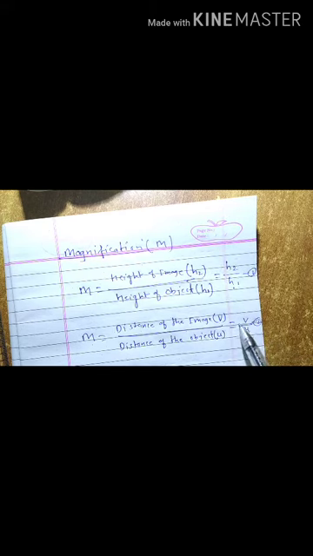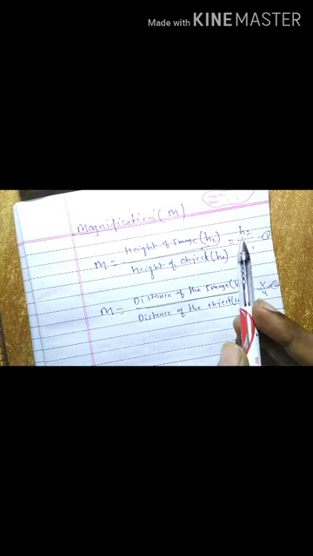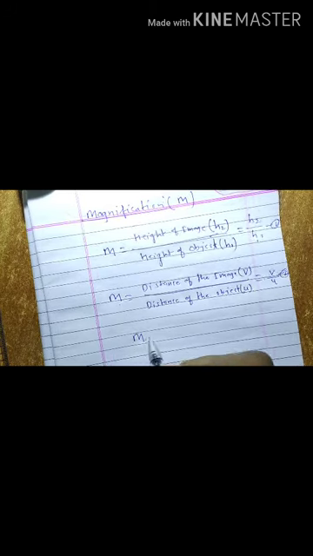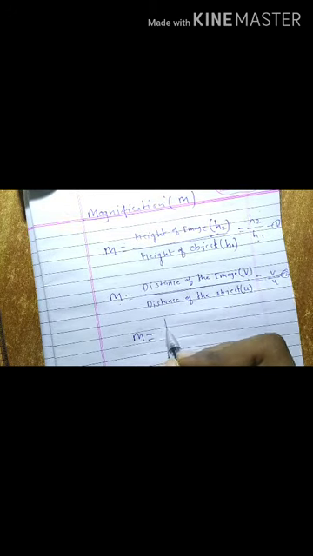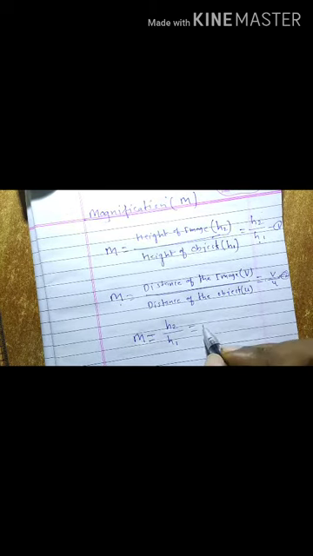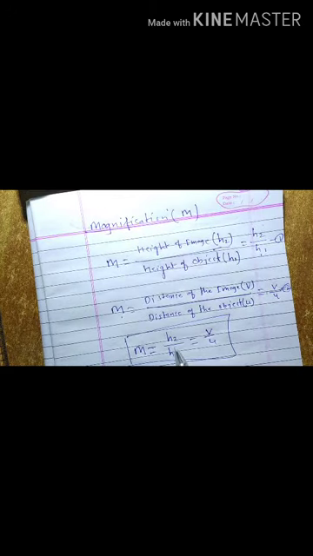See this, there is no negative sign. In the case of a mirror there will be a negative sign, but in the case of a lens there is no negative sign. So always remember this. From equations 1 and 2, what is the relation among h2, h1, v and u? So m is equal to h2 upon h1, and m is also v upon u. So all three are equal.